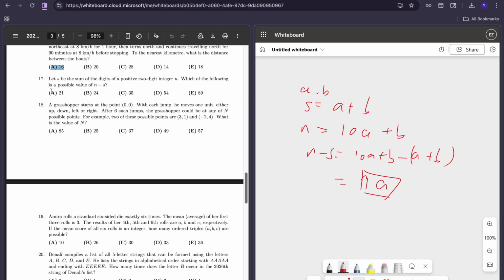So among our choices here, 21, 24, 35, 54, 89, D is the only possible choice since 6 times 9 equals 54. So D, 17. Okay.